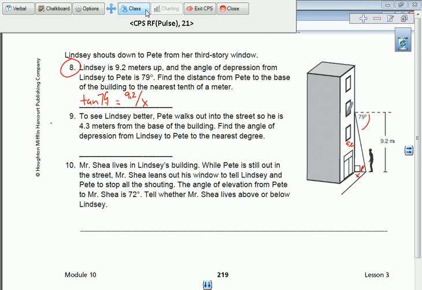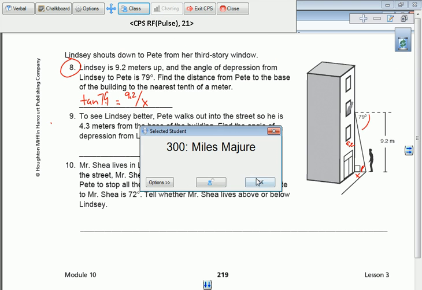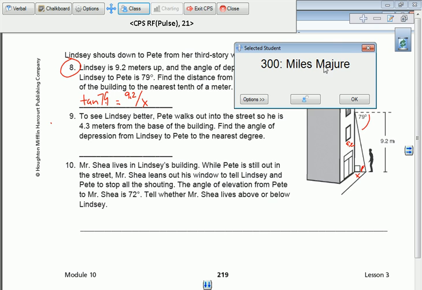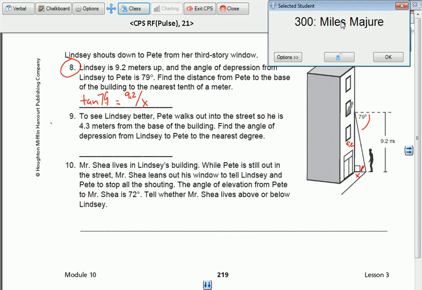Let's see who's going to answer this question for me. You already chose two points. Okay, Miles, you're just going to give me a decimal number. That's all I'm looking for. You don't have to change it to feet and inches because it's meters.